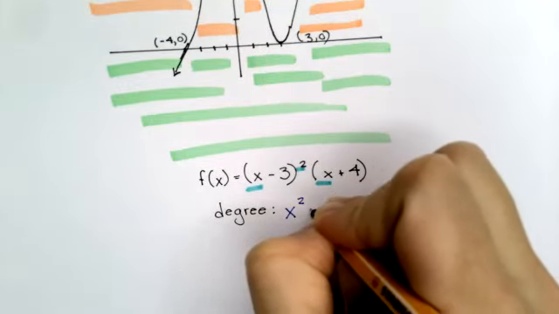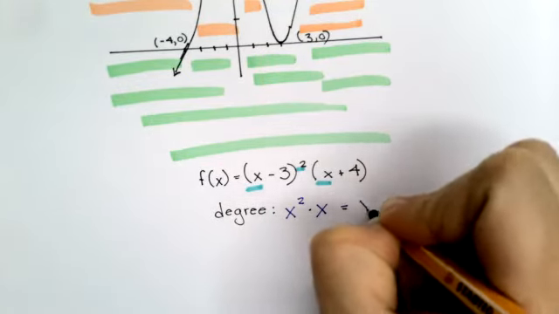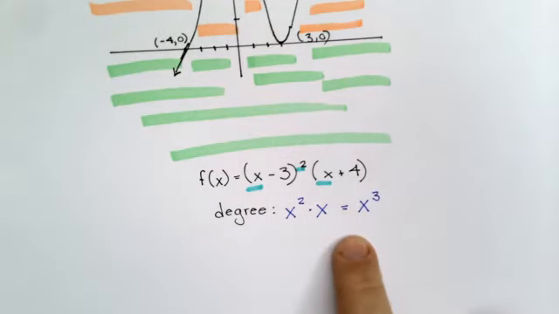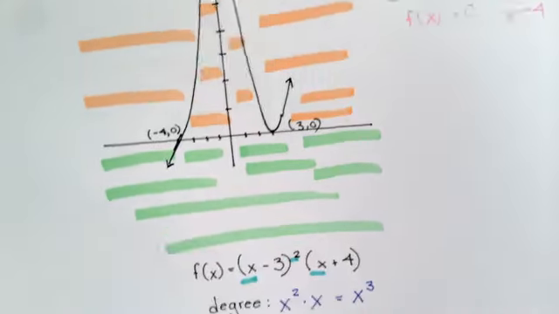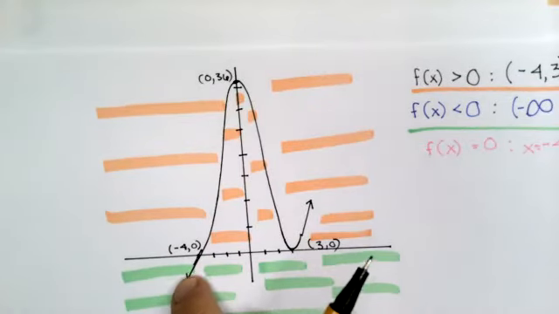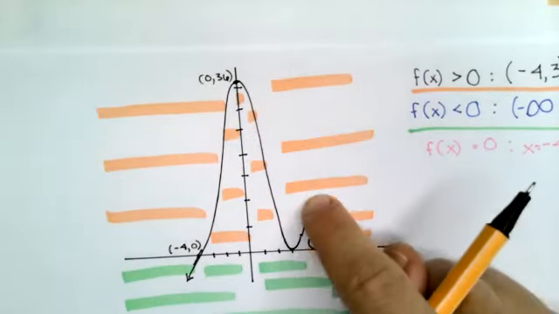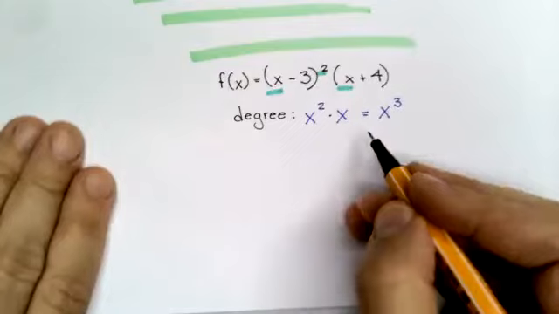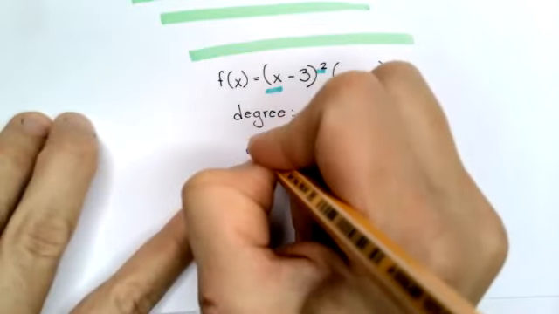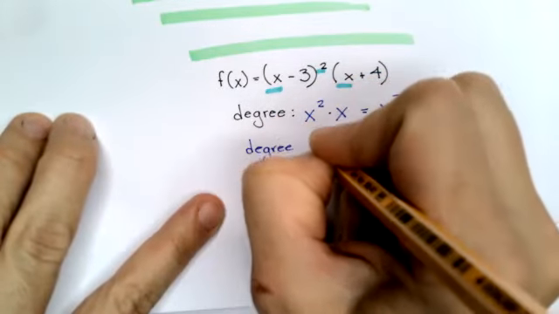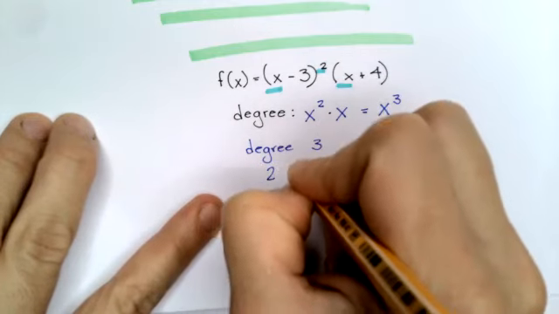x squared times x, so that's going to be x to the 3rd. It's a degree 3 polynomial. Let's come back here. A degree 3 polynomial has 2 turning points.